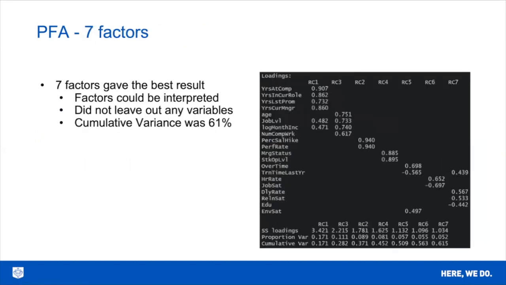Moving on to 7, we actually got a better outcome. It included all the variables and broke them up into nice chunks. We can also see we captured more variance, about 61% of the variance, which is just over the 60% threshold we needed.